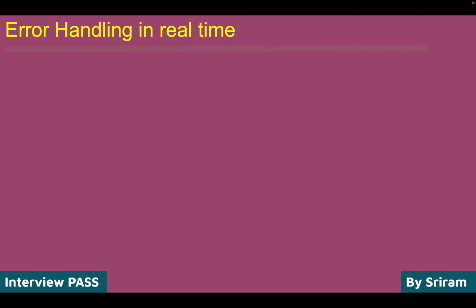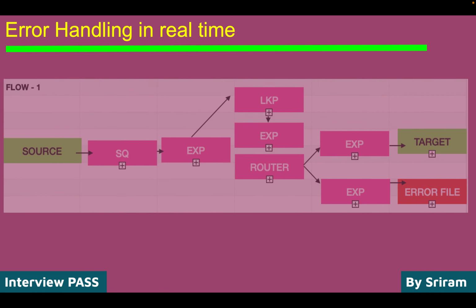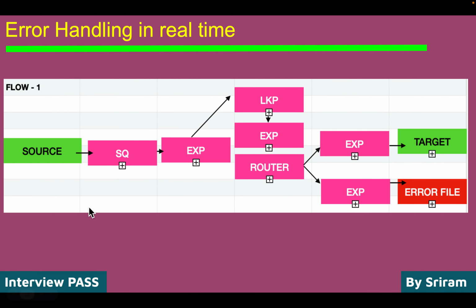Let us see the error handling in real time that I did in my earlier project. The flow I'm explaining here: source qualifier and expression, then a lookup, an expression and a router, and two flows. One is for the target. The second is for whenever there is a domain key error, foreign key error, or not null field error, the errors we discussed in the previous slide. Those go into this expression, router, and then the error file. The router has two paths: one is the target and one is the error file path. This is the flow here.